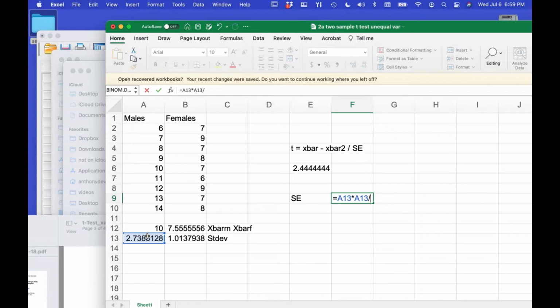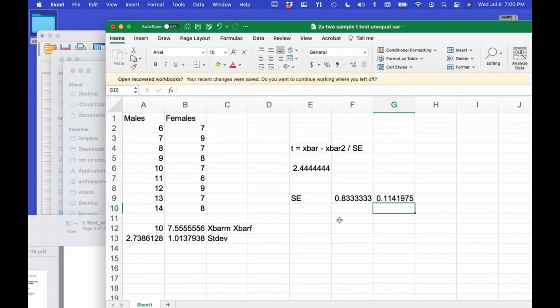And then I'm going to divide it by the sample size. Sample size for males is 369. Okay, and I'm going to do the same thing for females over here. Equals standard deviation times itself, squared, over the sample size, which is 9.